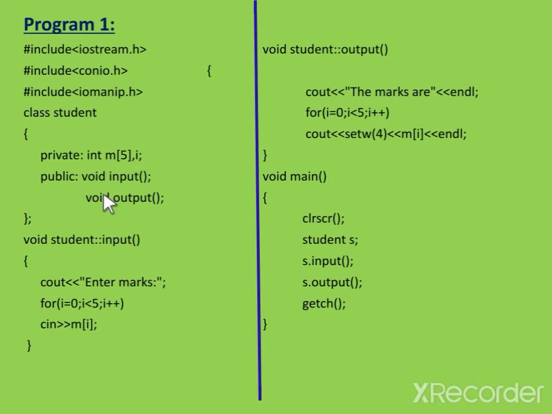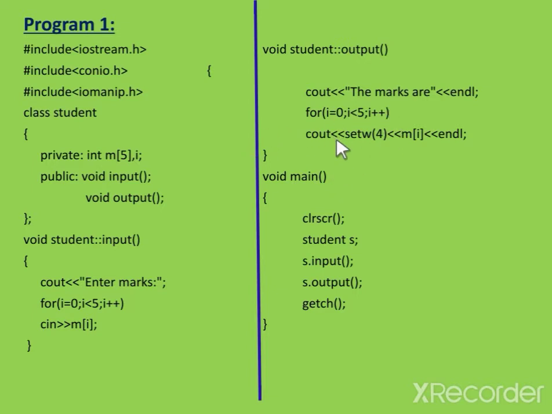When you enter the first mark, for example 95, this will be stored at the 0th position, that is in m of 0. Next at the first position, and so on in this array concept. For this reason we are using this for statement. Next, the output function is used to display marks.